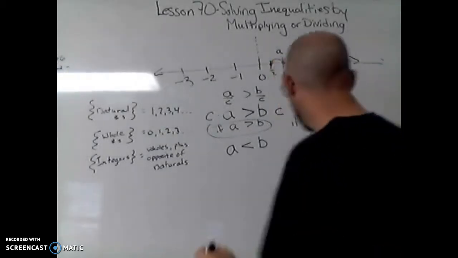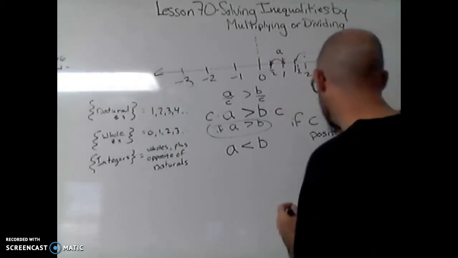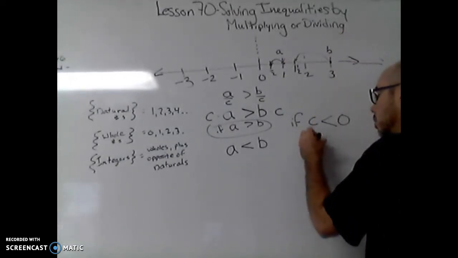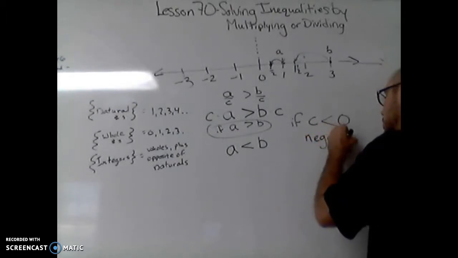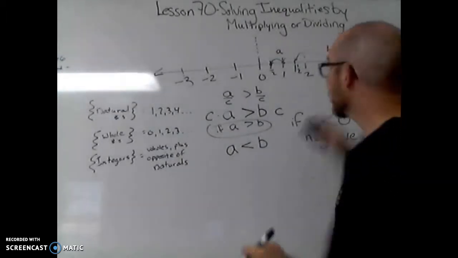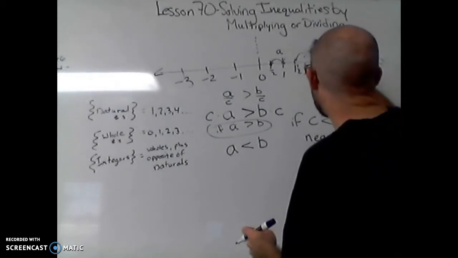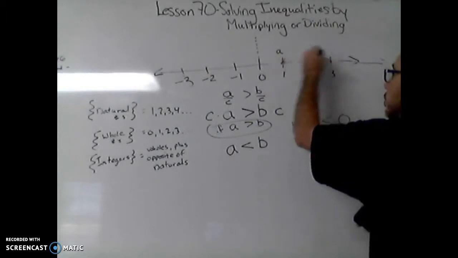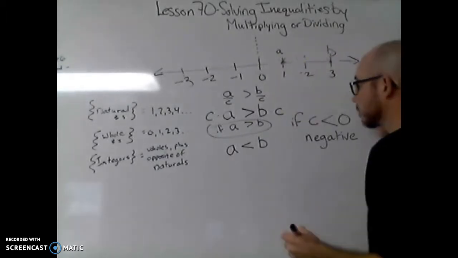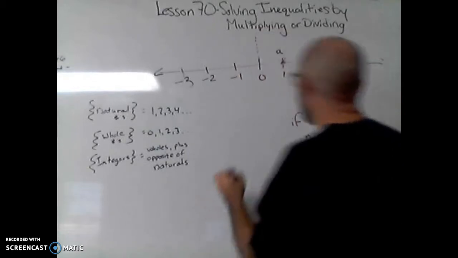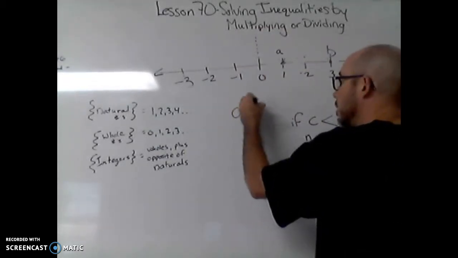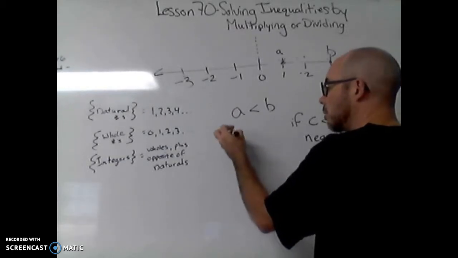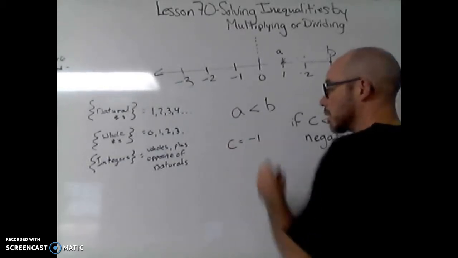The trick comes when we switch that and turn this around and say when C is less than 0, that is, when it's a negative value. And I can demonstrate that with our A's and B's here. Let's say again A is 1 and B is 3. If A is 1 and B is 3, we have A being less than B. But what if I'm going to multiply both of these by C and C is negative 1?